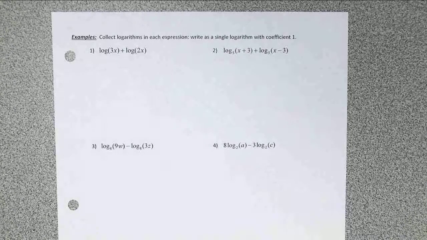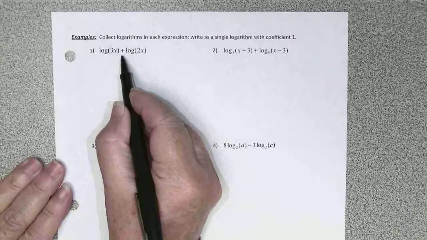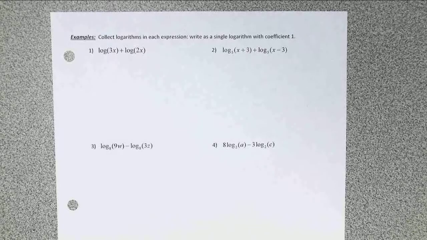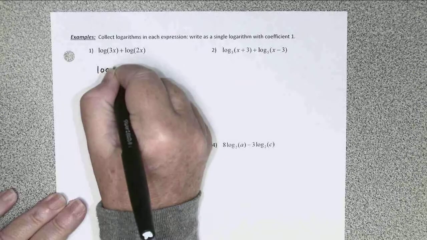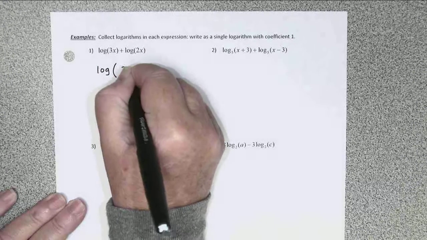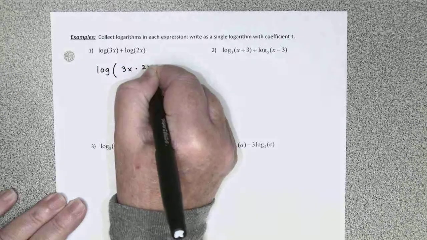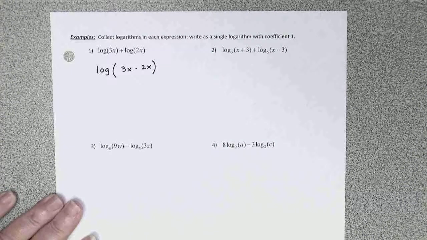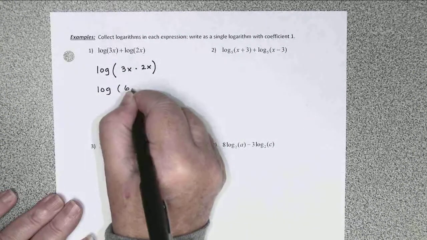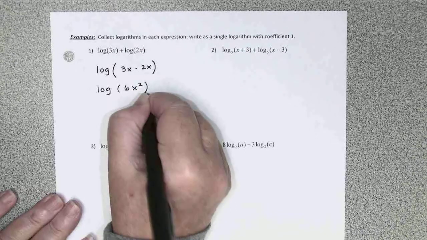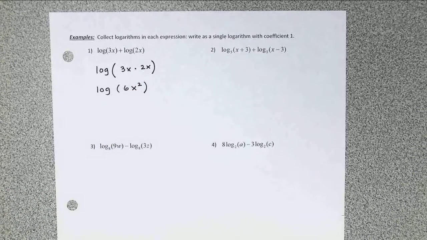So in example 1, I have a sum. I know I can put that back together with the reverse of the product property. This would be the log of 3x multiplied by 2x, or the log of 6x squared. I actually can't do anything more with that.